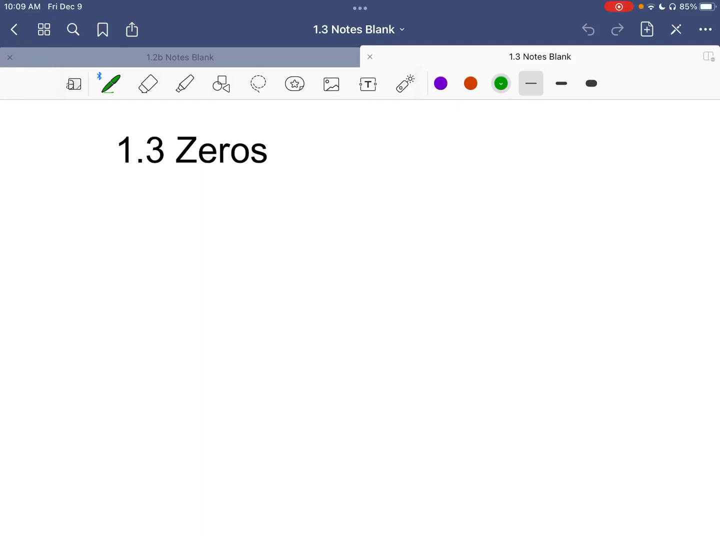Today we're going to be looking at 1.3 zeros. You just need a piece of loose leaf today. The notes are pretty quick.